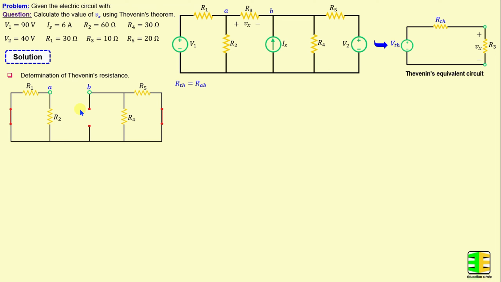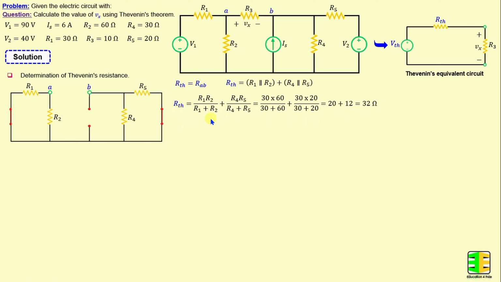That means RTH is equal to the parallel combination of R1 and R2 connected in series with the parallel combination of R4 and R5. Therefore, RTH can be calculated using the following formula. And if we replace the resistors with their numerical values, we obtain RTH equal to 32 ohms. After finishing the determination of the Thevenin's resistance, we proceed to calculate the Thevenin's voltage.